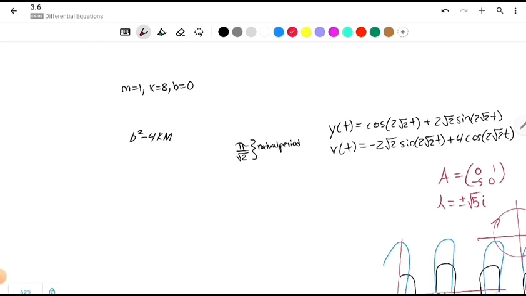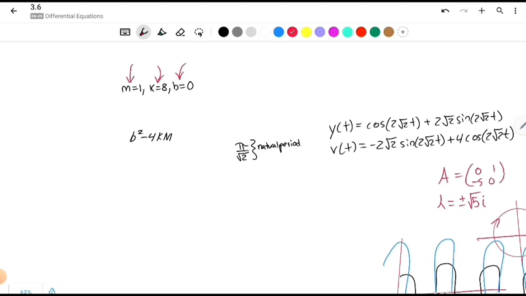We're going to be looking at 3.6 second order linear equations here. We have this harmonic oscillator. It's problem 16 and problem 24, so we'll look at parts of both of those questions. Our mass m is 1, the spring constant k is 8, and b is 0.